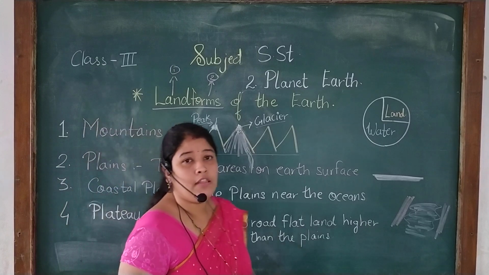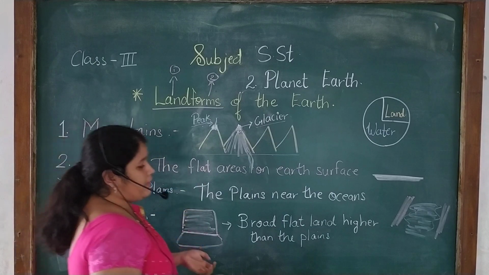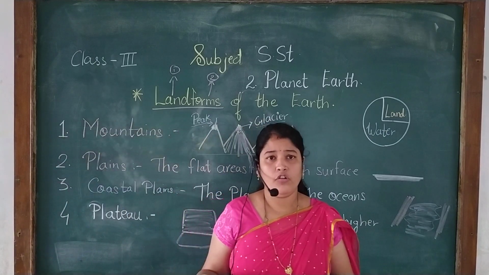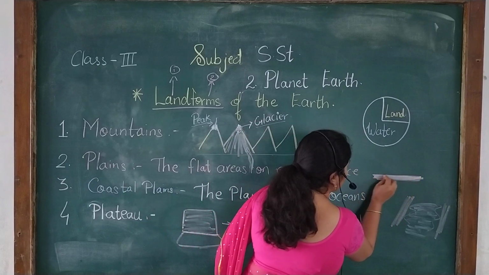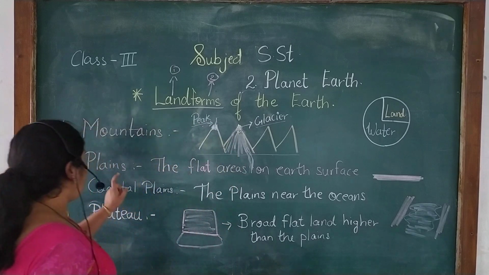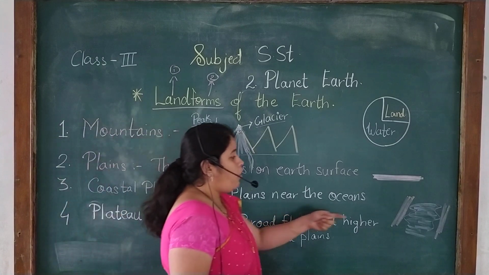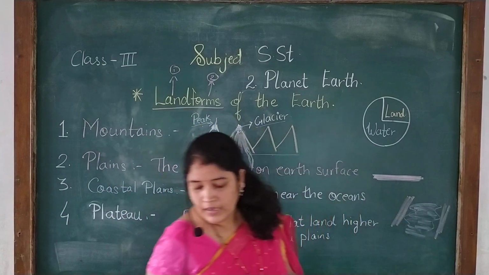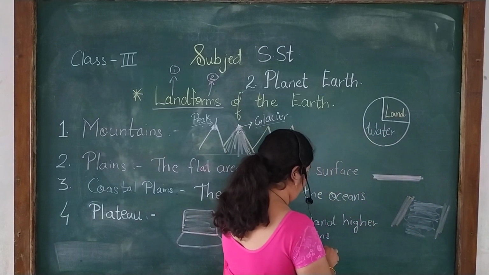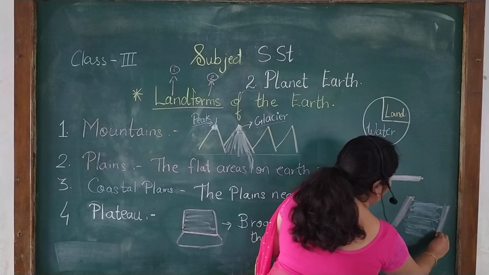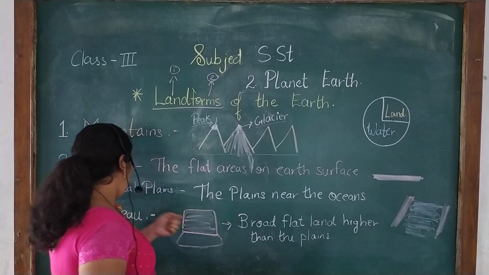So what are plains? The flat areas on the earth's surface. We are standing at home, in school, everywhere, on these flat areas on the earth's surface. This flat surface is called plains. In plains we have one more subpoint, that is coastal plains. Now all of you know oceans. For example, I have drawn here the ocean. And near the ocean, these flat plains are there. So the flat plains near the oceans are called coastal plains.